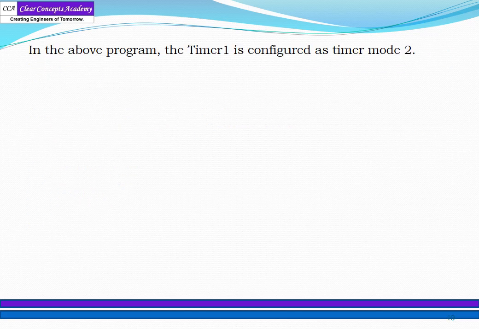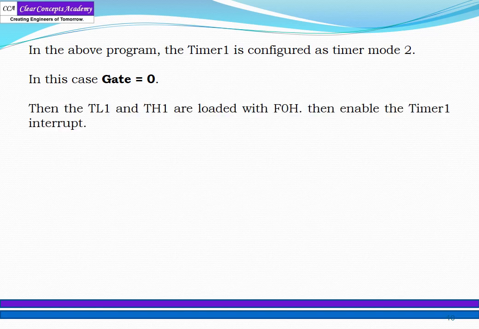In the above program, timer 1 is configured as timer mode 2. This is operating in timer mode, that is auto reload. In this case, GATE is set equal to 0. Why is it set to 0? Because the timer has to run irrespective of the external pins. So whatever is happening outside, it will not care for that and it will start running. Then TL1 and TH1 are loaded with F0. Then enable the timer 1 interrupt.